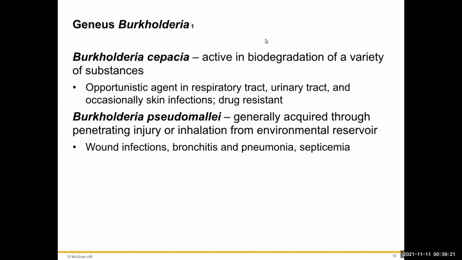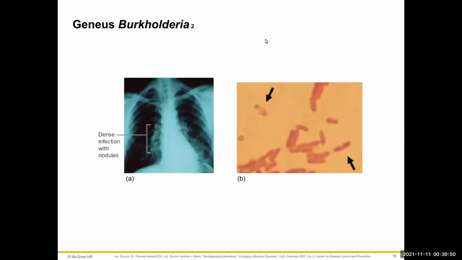Burkholderia cepacia is active in biodegradation of a variety of substances. It's an opportunistic agent in the respiratory tract, urinary tract, and occasionally skin infections, and is very drug resistant. Burkholderia pseudomallei is generally acquired through penetrating injuries or inhalation from the environmental reservoir where it's located. It causes wound infections, bronchitis, pneumonia, and septicemia. This is the genus Burkholderia. You can see the infections with nodules in the lungs, kind of similar to tuberculosis, and the rod-shaped gram-negative bacteria.